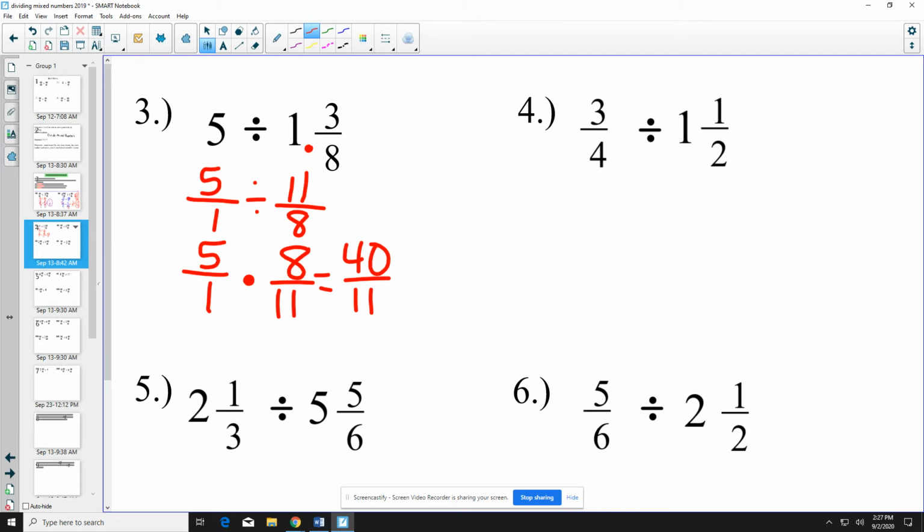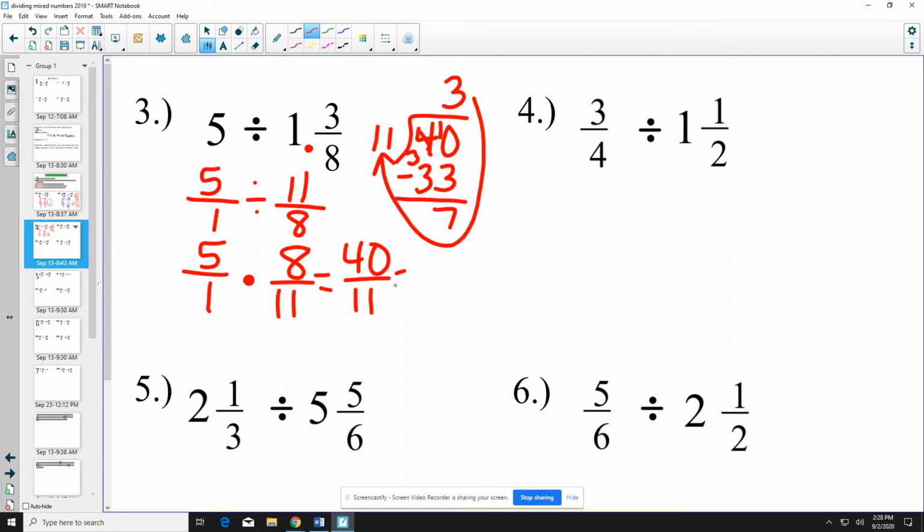No, because 40/11 is improper. How do we change it? Divide. Good. On your paper, you're doing this. 40 divided by 11. So 11 goes into 40 3 times. 3 times 11 is 33. If I subtract, I get 7. Remember, I'm going in a circle. So this would be 3 7/11.